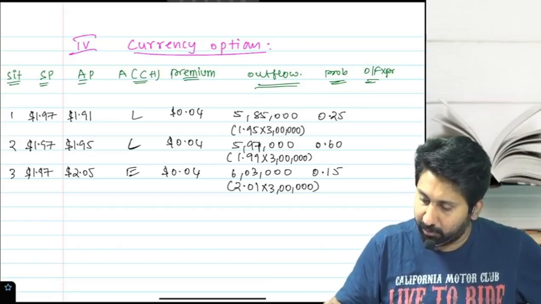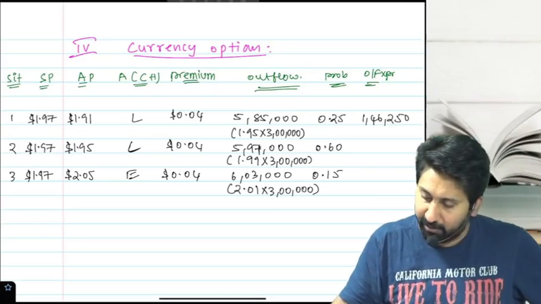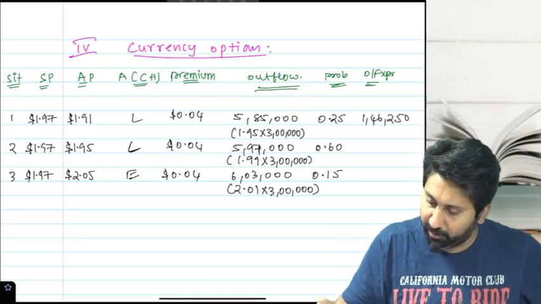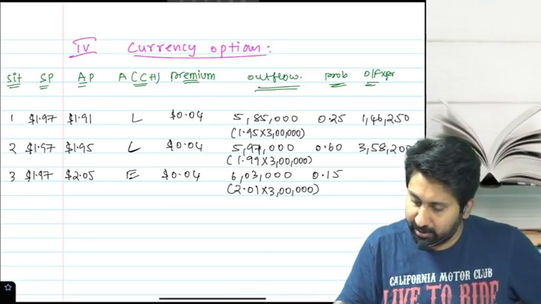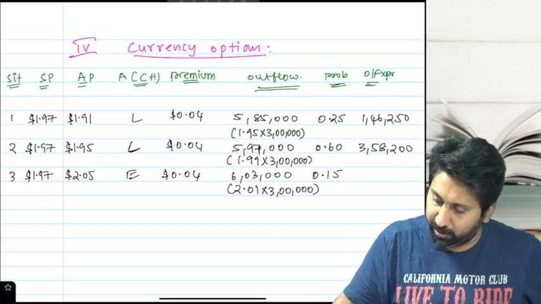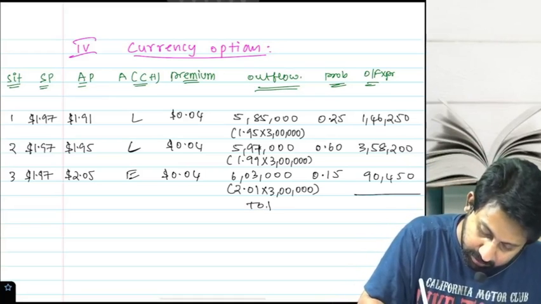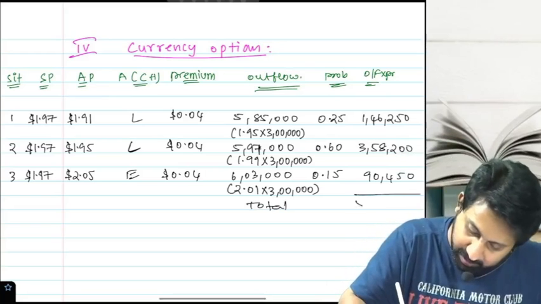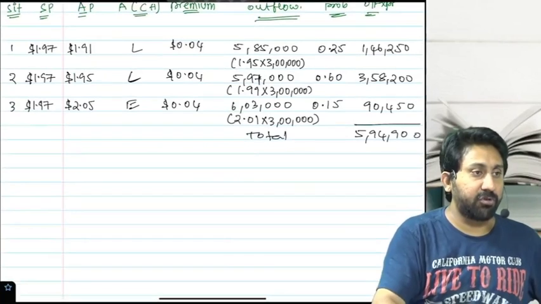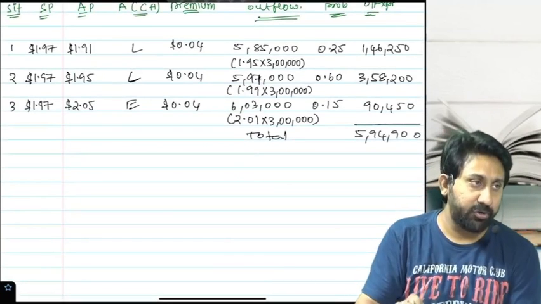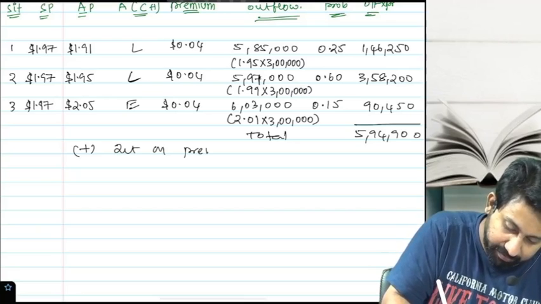So 5,85,000 into 0.25 is 146,250. 5,97,000 into 0.6 is 358,200. 6,03,000 into 0.15 is 90,450. So the total you have to pay will be 5,94,900. This is the total cost you need to bear, plus interest on premium.